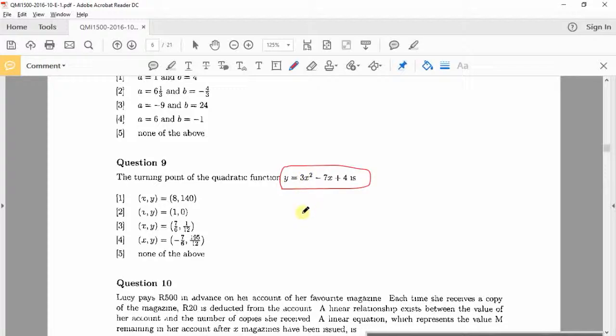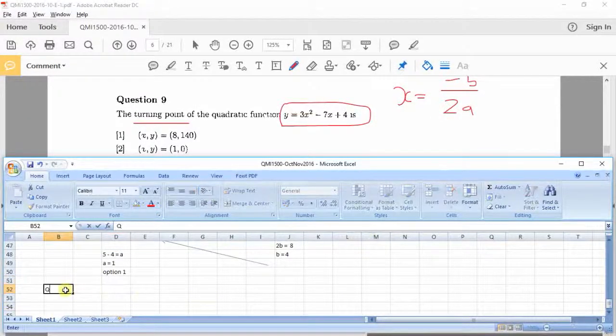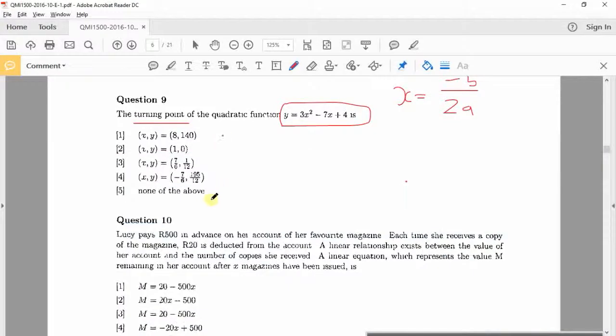Alright, so turning point. How do I find the turning point? x equals minus b over 2a. Question 9. x equals minus b over 2a. Okay, what's b? Minus 5. Yeah, minus 5 over 2a. 2 times a. What is a? 3. Okay, so that's negative, and a negative is a positive, so it's 5 over 6. 5 over 6, not given here, so none of the above.